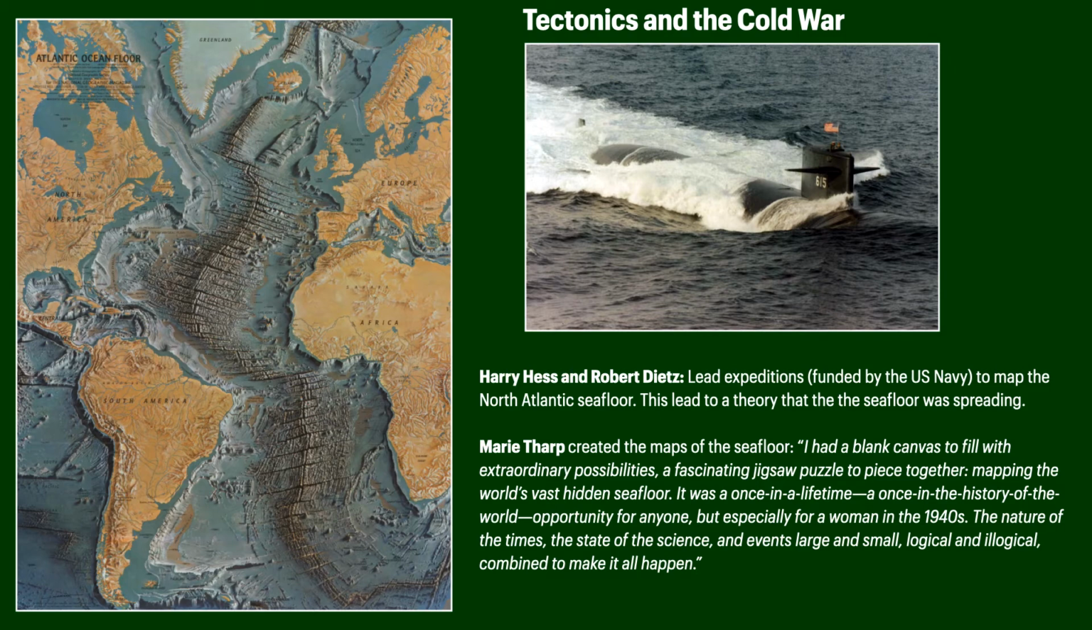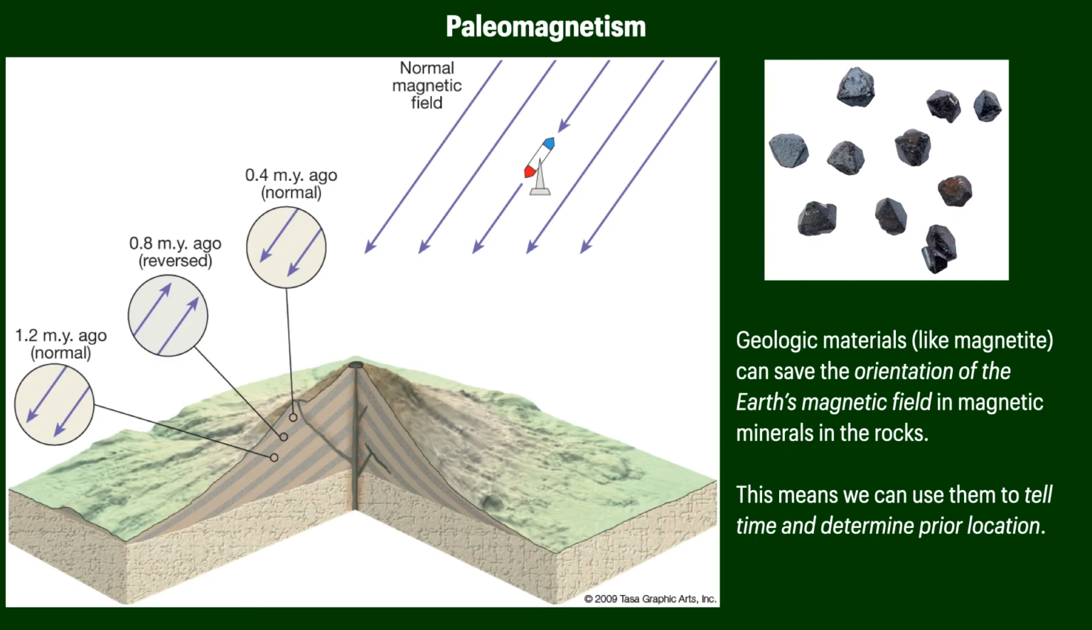And they also mapped the sea floor magnetically to see how it changed. And one of the reasons they did it magnetically was that geologic material can preserve the magnetic characteristics from when that material formed. So a mineral like magnetite, when it forms, will align with Earth's magnetic field. And it will give you two pieces of information.